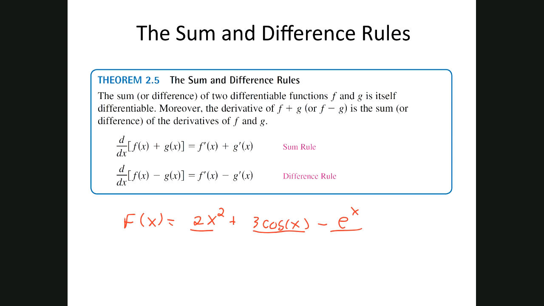So what would my answer be here? It'd be 4x plus cosine is negative sine, isn't it? So that'd be negative 3 sine of x minus e to the x. So that would be my derivative. I can take them all separately. I don't have to look at the whole thing and say, whoa, that's a crazy function. No, you just take the derivative of each separate piece. That's it.